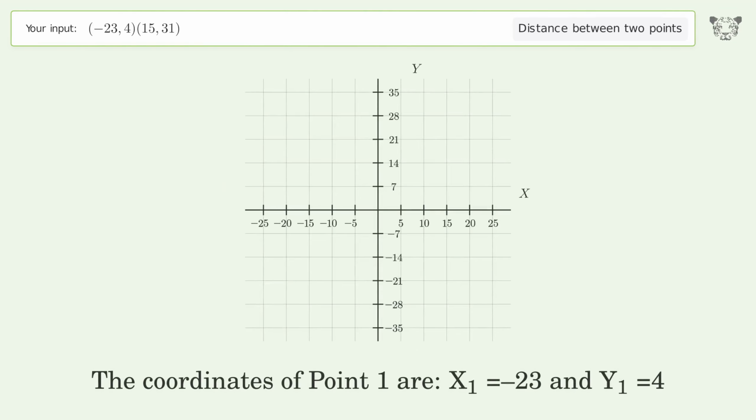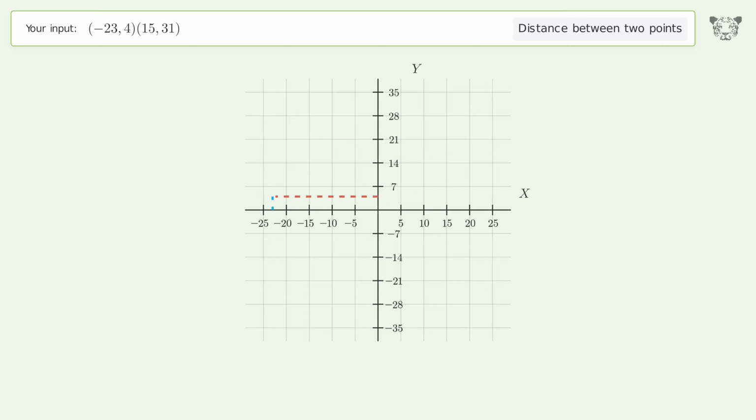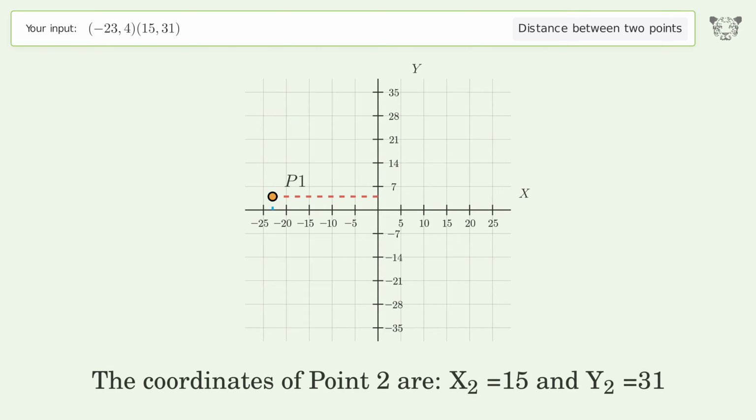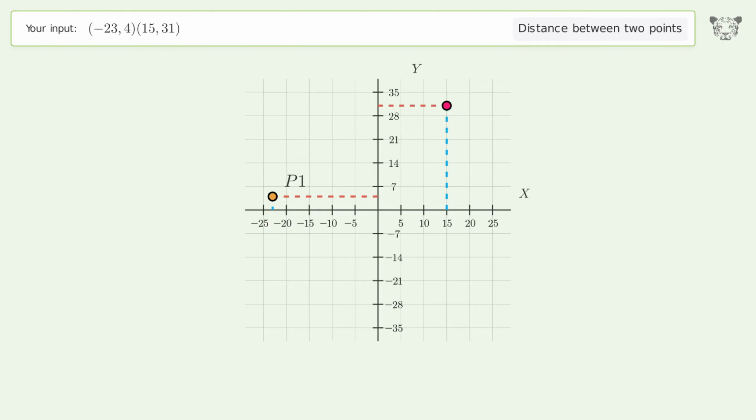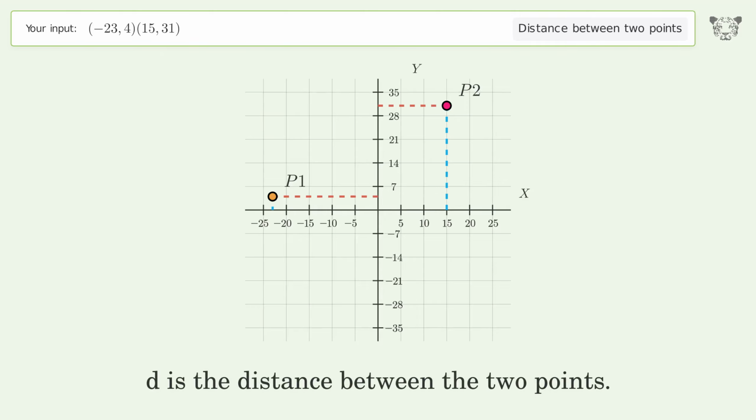The coordinates of point 1 are x1 equals -23 and y1 equals 4. The coordinates of point 2 are x2 equals 15 and y2 equals 31. D is the distance between the 2 points.